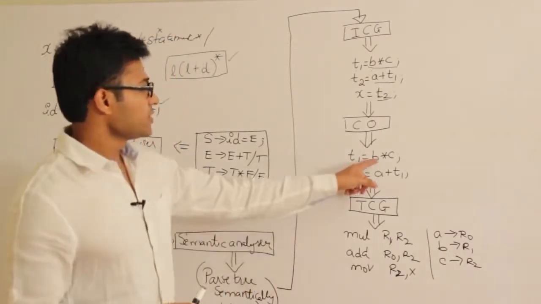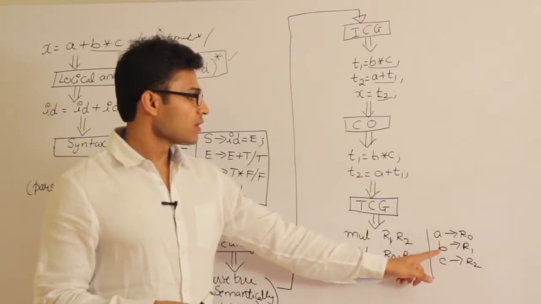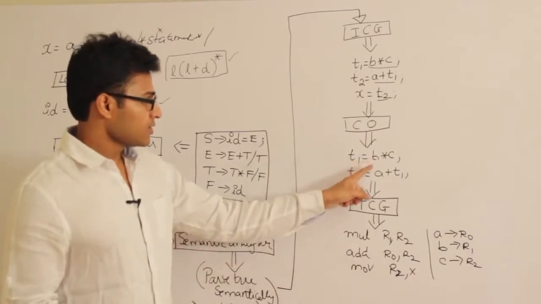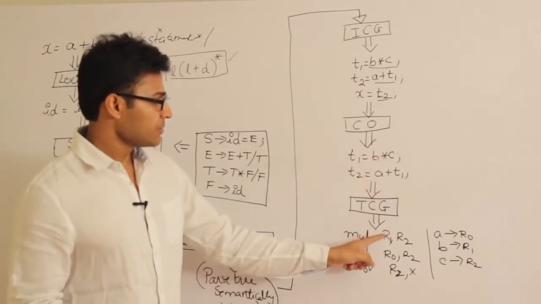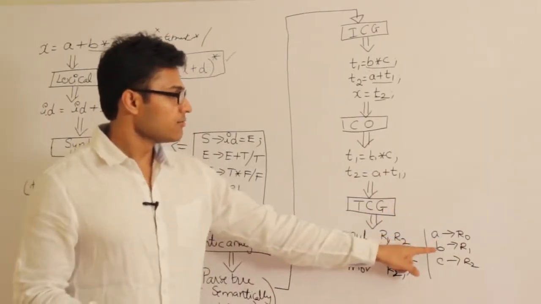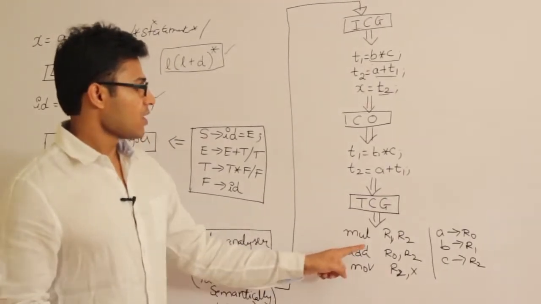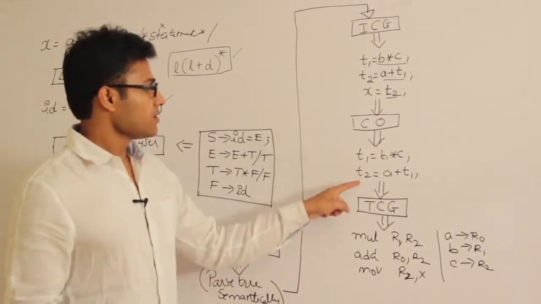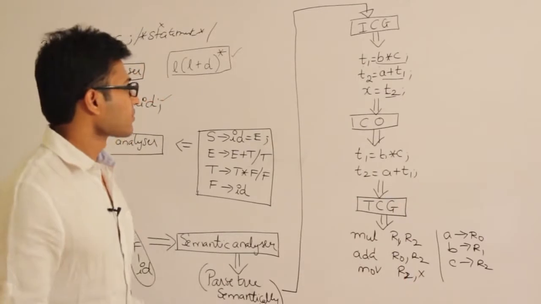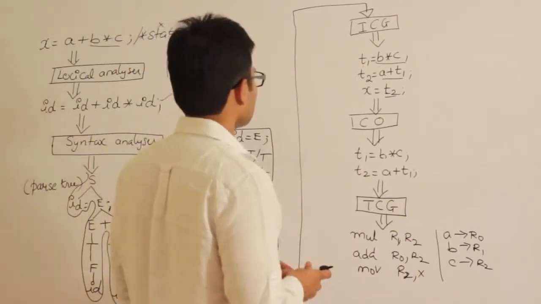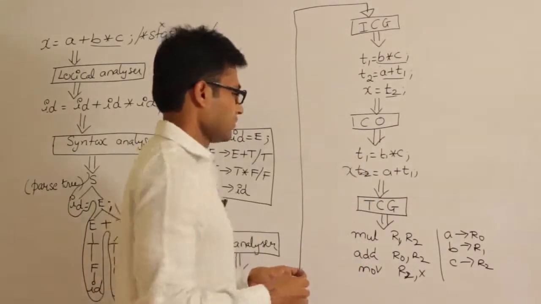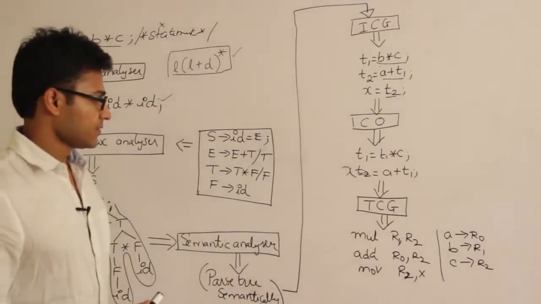Now, how many variables do we have? A, B, C. In case we have moved A into R0, B into R1, C into R2, then this code can be put in this way. First we are multiplying B and C, that is why multiply R1 and R2, and then storing it in R2 only. Therefore R2 will contain B into C, and then we are adding R0 to R2, right? Why? Because T2 is nothing but adding R0 to R2, and then we are moving everything into X. So this is actually X equal to A plus T1.